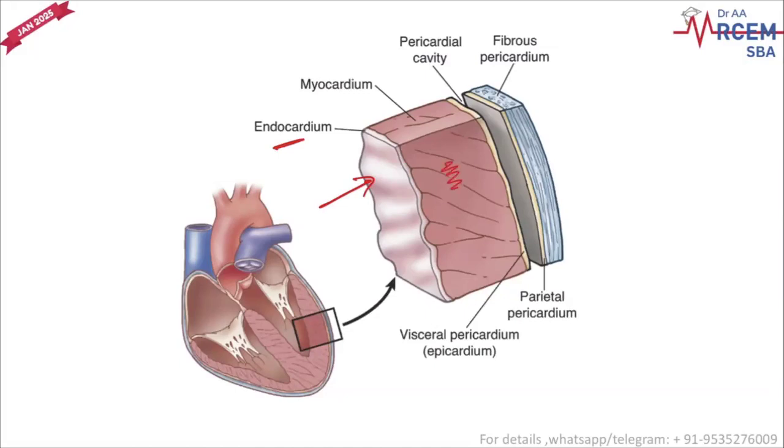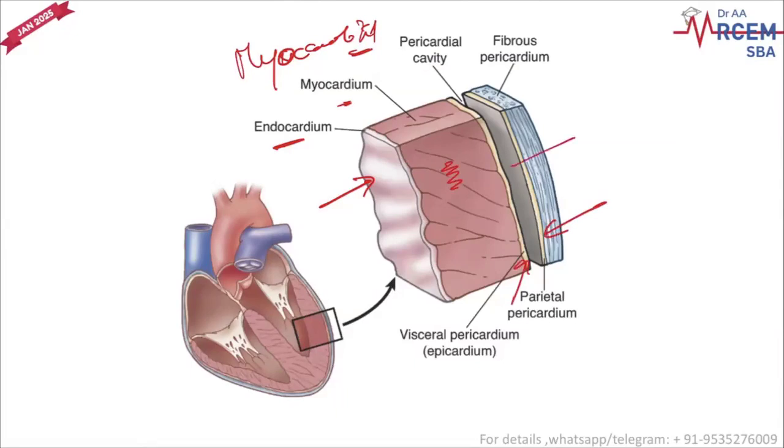If the middle layer, where the maximum amount of muscle is present, known as the myocardium, is inflamed, then you call it myocarditis. Carditis is basically suggestive of inflammation. The outermost lining is of two layers. One is the inner layer, known as the visceral pericardium. Another one is the outer layer, known as the parietal pericardium.